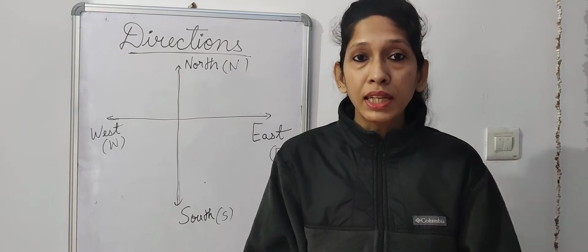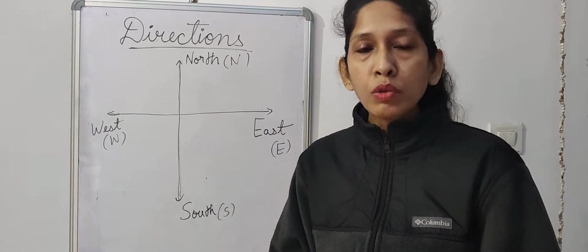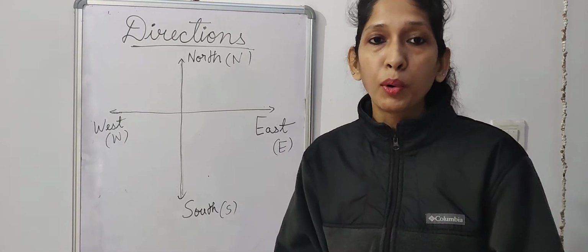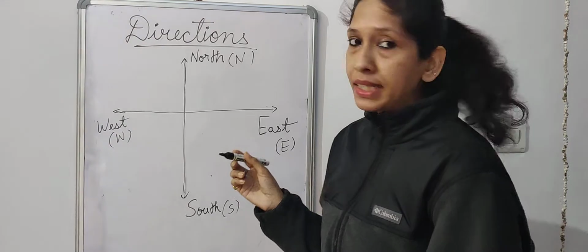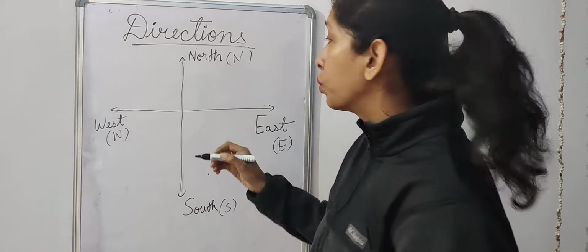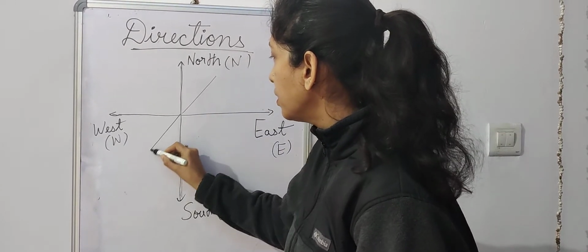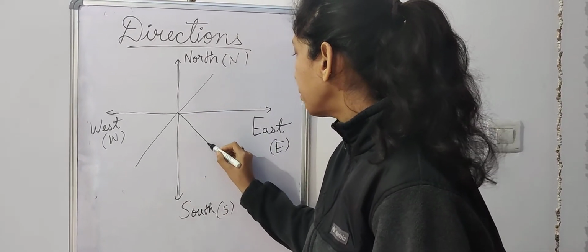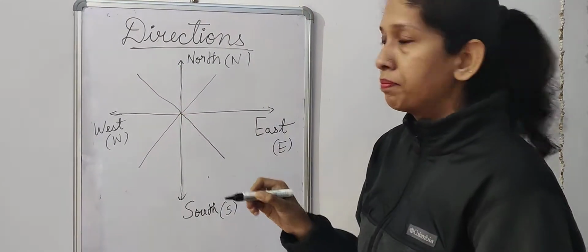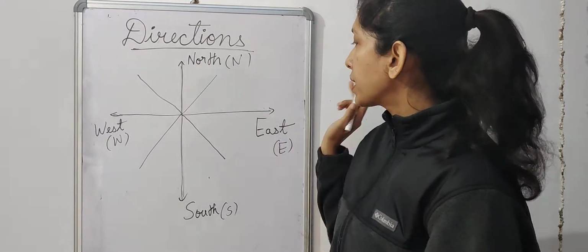Now the next thing is subdirection. Students, subdirection is also very important when we study maps and when we look at the globe also. So let's see how many subdirections there are. For that I am going to draw more lines between the directions. Always we will start on the north side.